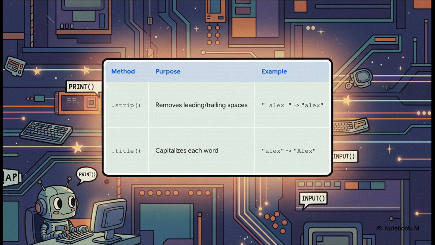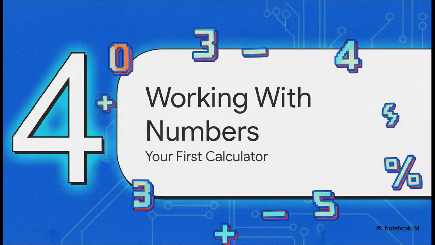The .strip method, it's like a little razor that just shaves off all the blank space from the beginning and end of the text. Then, after that's done, the .title method comes in and just capitalizes the first letter. So together, they turn that messy input into a perfectly clean name. We've had a lot of fun working with text, but Python is also an absolute beast when it comes to numbers. So let's switch gears and build a super simple calculator to see how Python handles math.